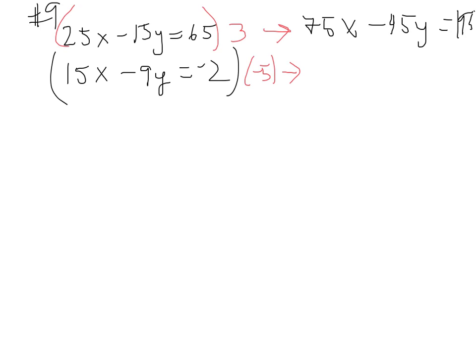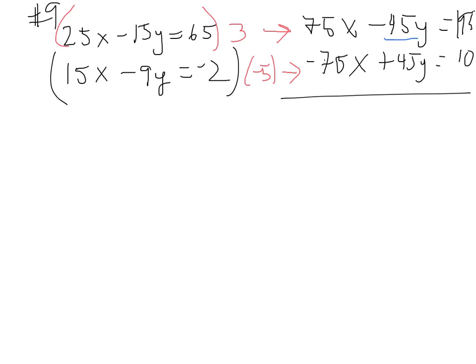And the reason I picked negative 5 is I'm looking at my first equation. I've got a negative 45 there for my y's, and I want to have a positive 45. So I notice that negative 9 times negative 5 would give me a positive 45. All right, so negative 5 times 15, that's negative 75x. And then negative 5 times negative 9 is a positive 45y equals 10.